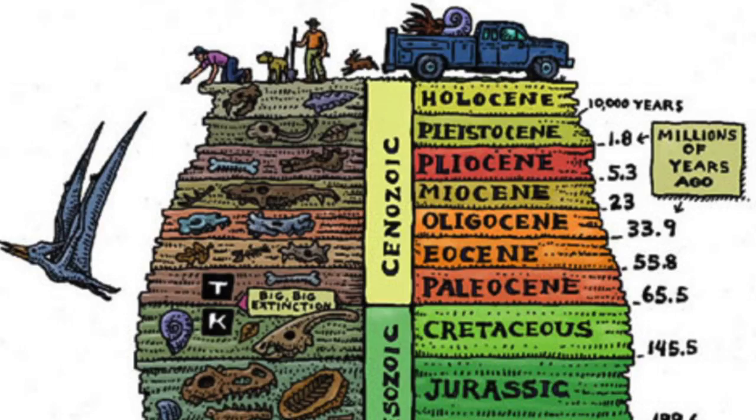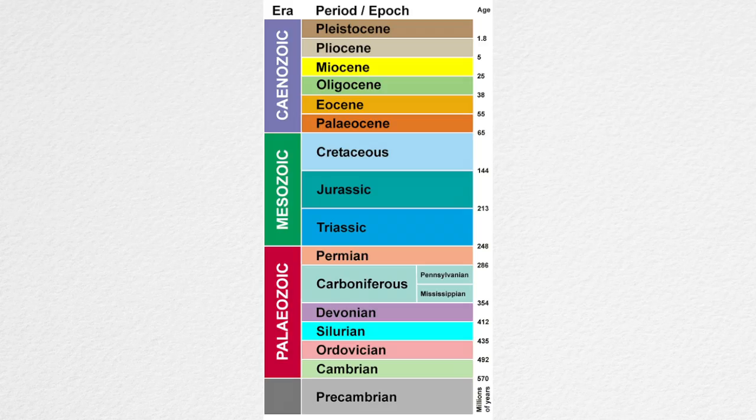So, we've already established that the movie is set somewhere between here and here. However, dinosaurs lived between here. This is the Mesozoic era. This is between 251 and 65 million years ago. The movie is set in the Cenozoic era, which begins at 65 million years ago.